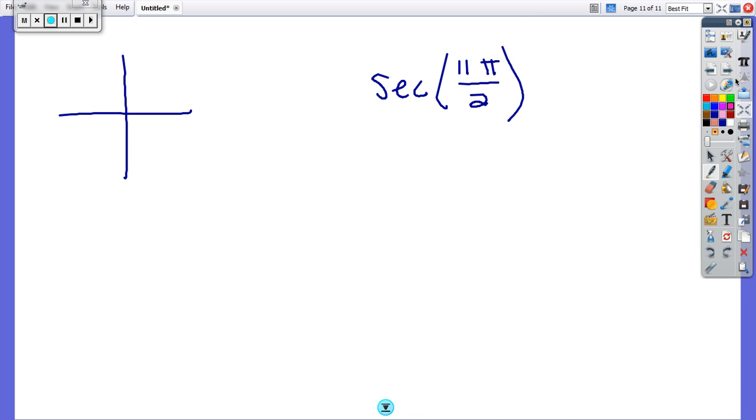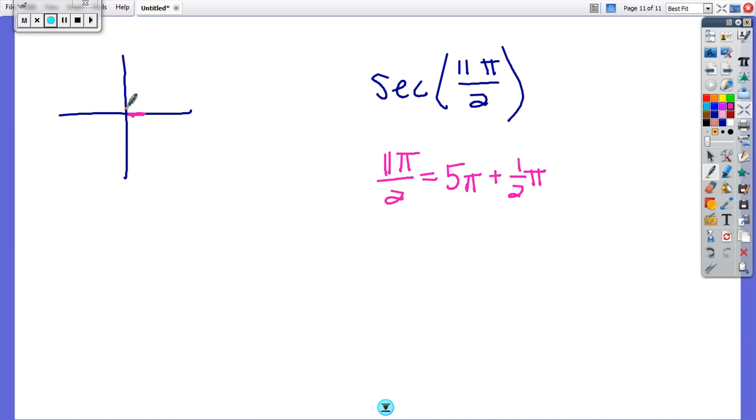And I have one more example. What if I take the secant of 11 pi over 2? So now I'm going to start here. It's positive, so I'm going to start here, my initial side. 11 pi over 2 is kind of like 5 pi plus a half of a pi, right?